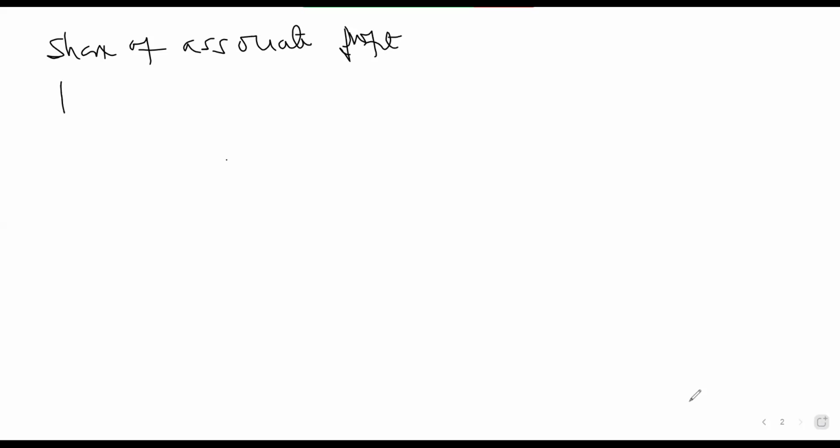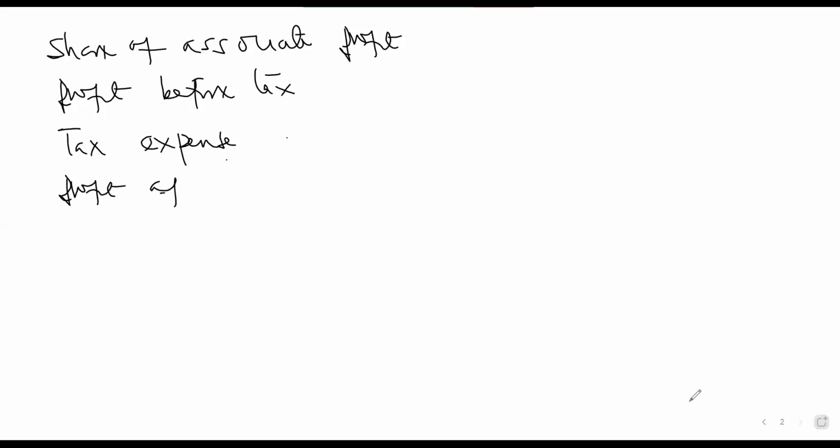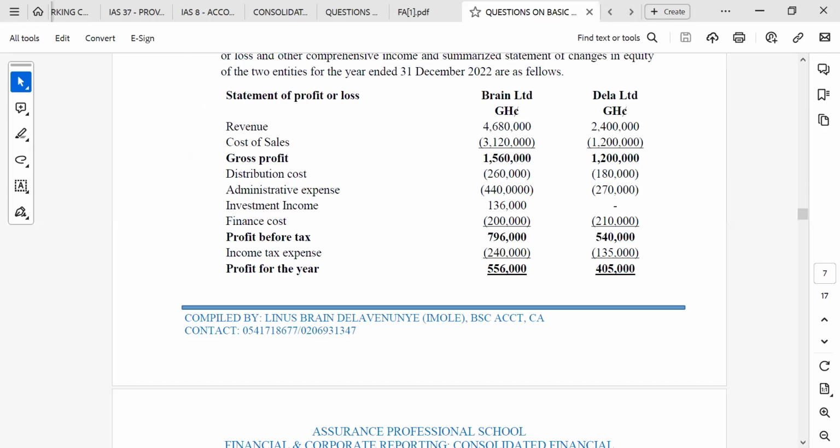So we have the profit before tax. Then we have our tax expense. Then we have profits after tax. So let's go and see whether we have any other comprehensive income item. No. So just leave it like that.